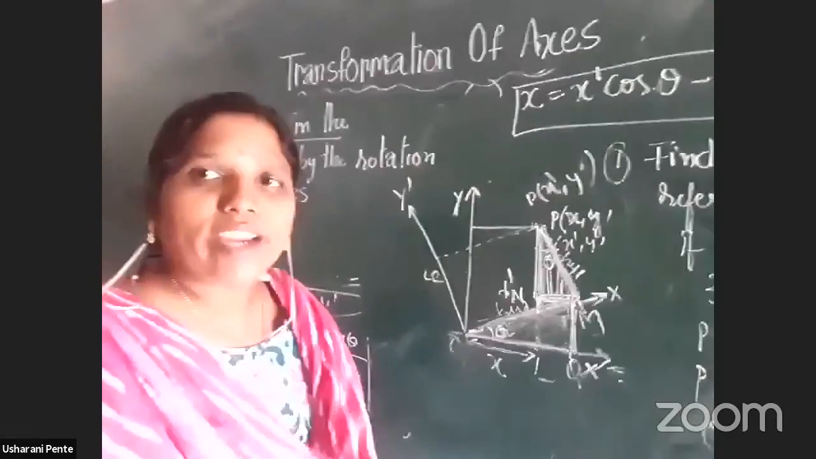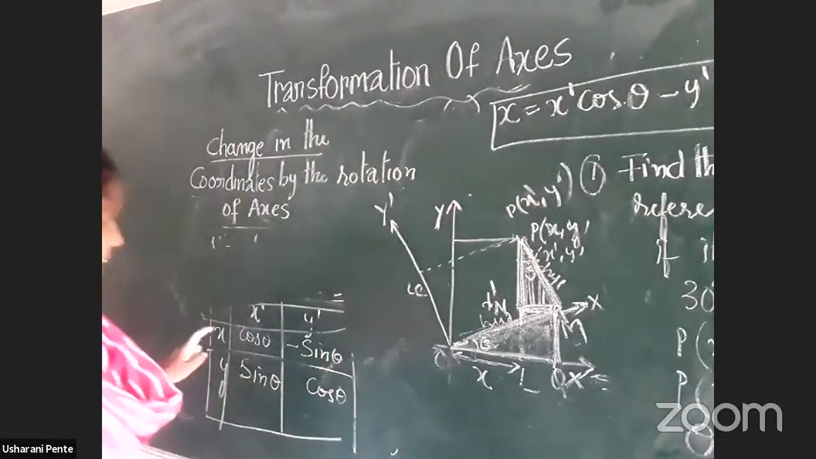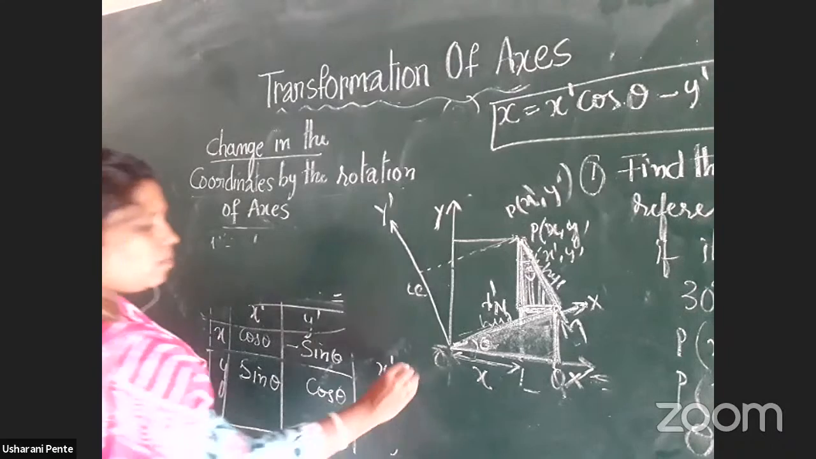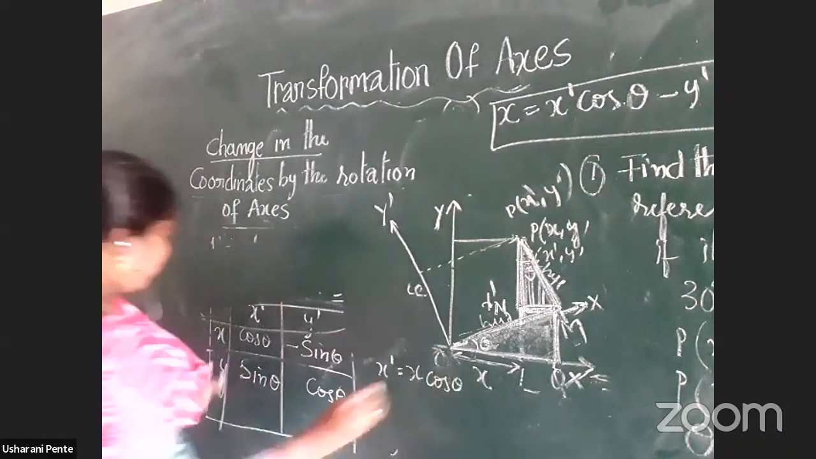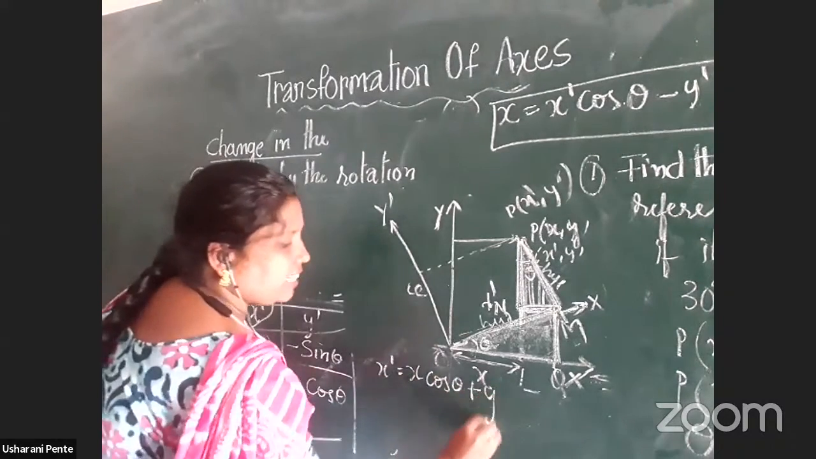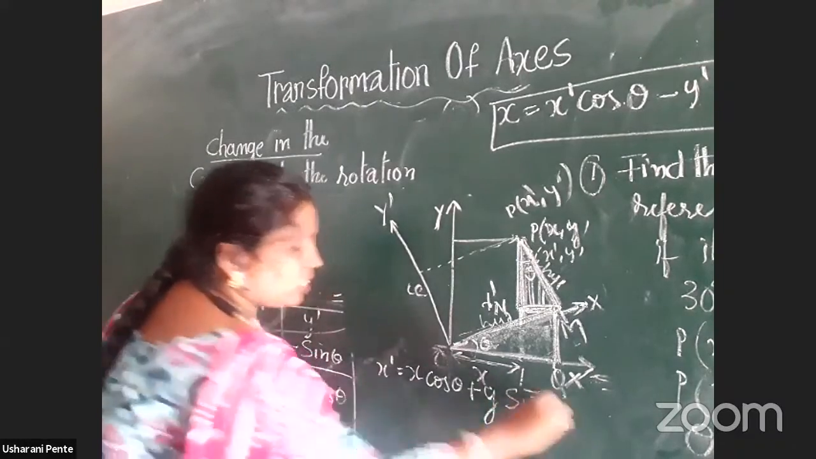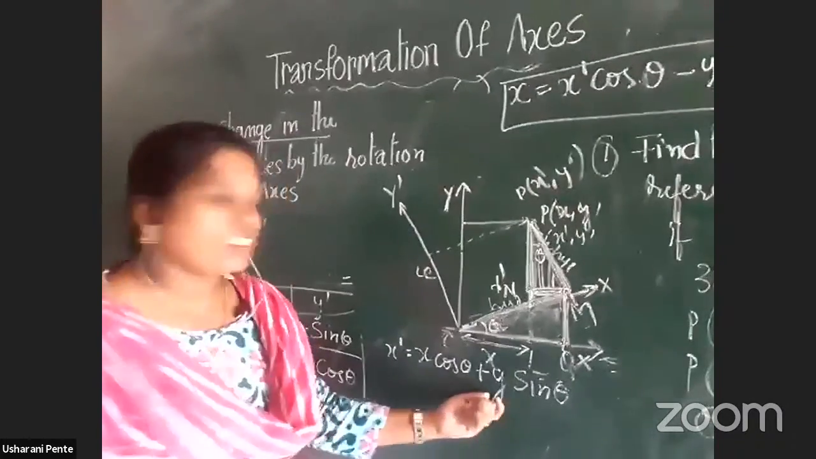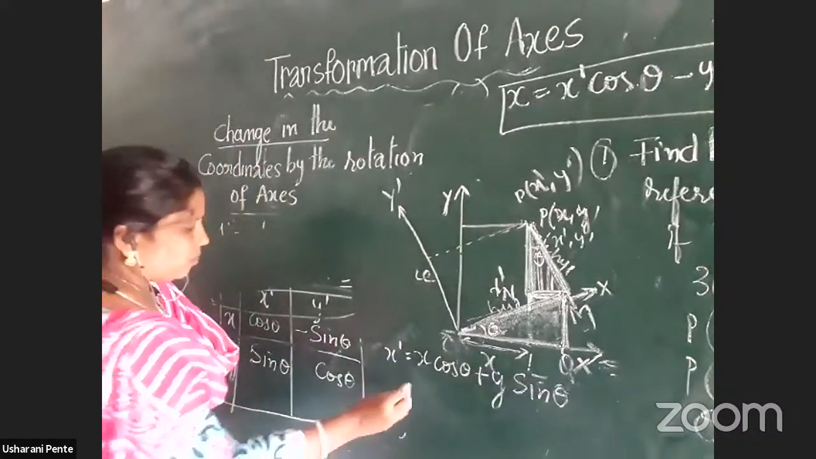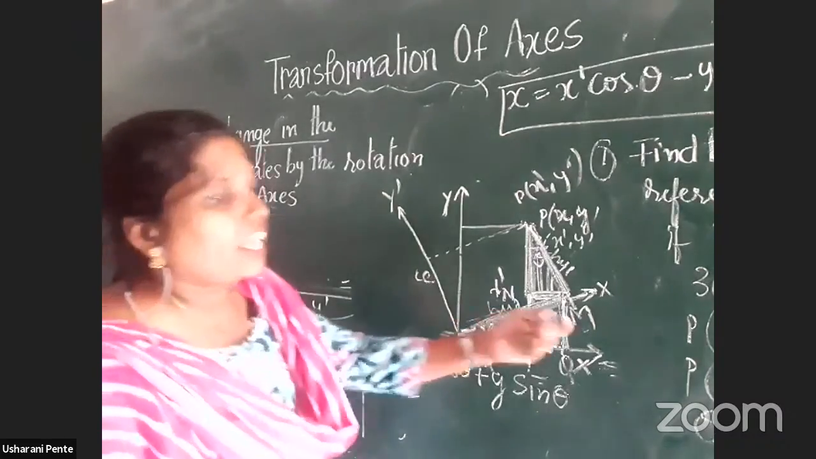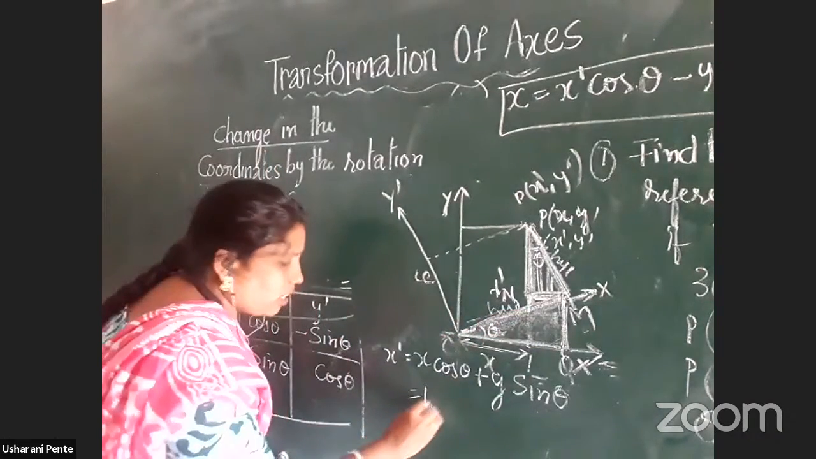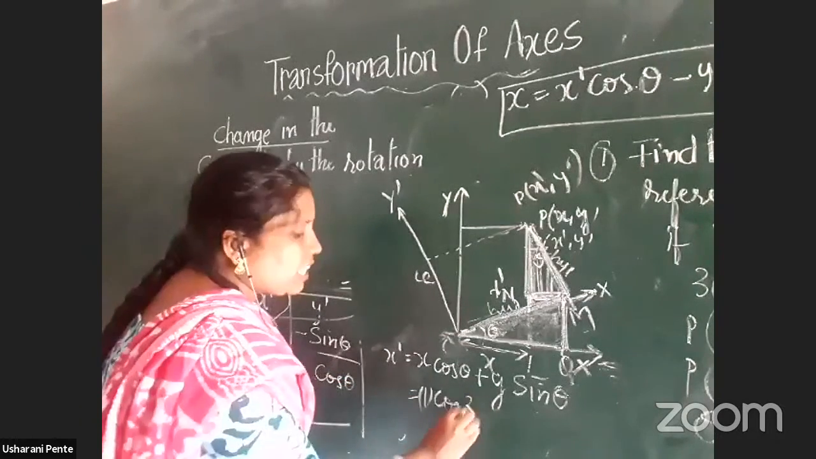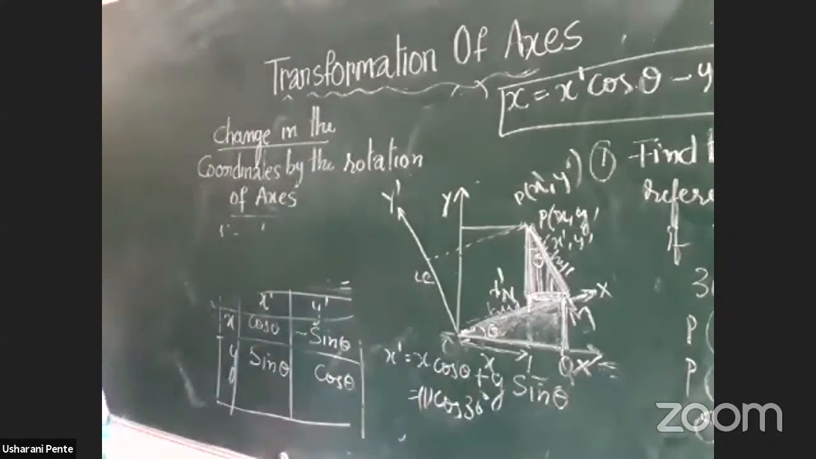So we know the formula for this. We know how to find the coordinates in the new axis. That is x dash is equal to x cos theta plus y sin theta. Here x is equal to 1, and in place of theta, we have theta equal to 30 degrees.